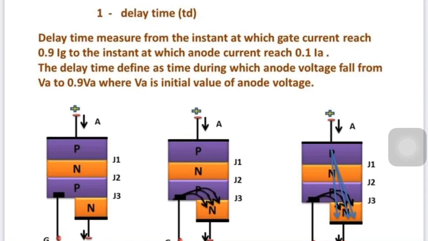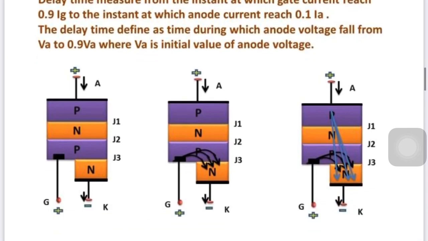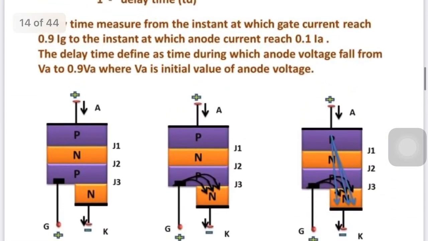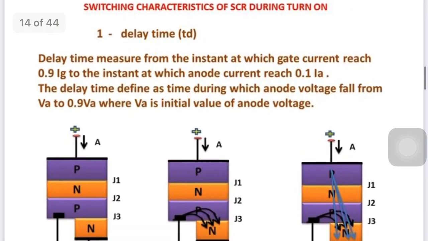So, the delay time is defined as the time during which the anode voltage falls from Va to 0.9 Va, a 0.1 gap, where Va is the initial value of the anode voltage. You can see on the diagram, anode to cathode is reached, and we are applying the gate pulses. The depletion layer tries to reduce and current flows further as J2 is in forward bias, so my anode current reaches the cathode. Further characteristics we can understand later. Thank you very much.